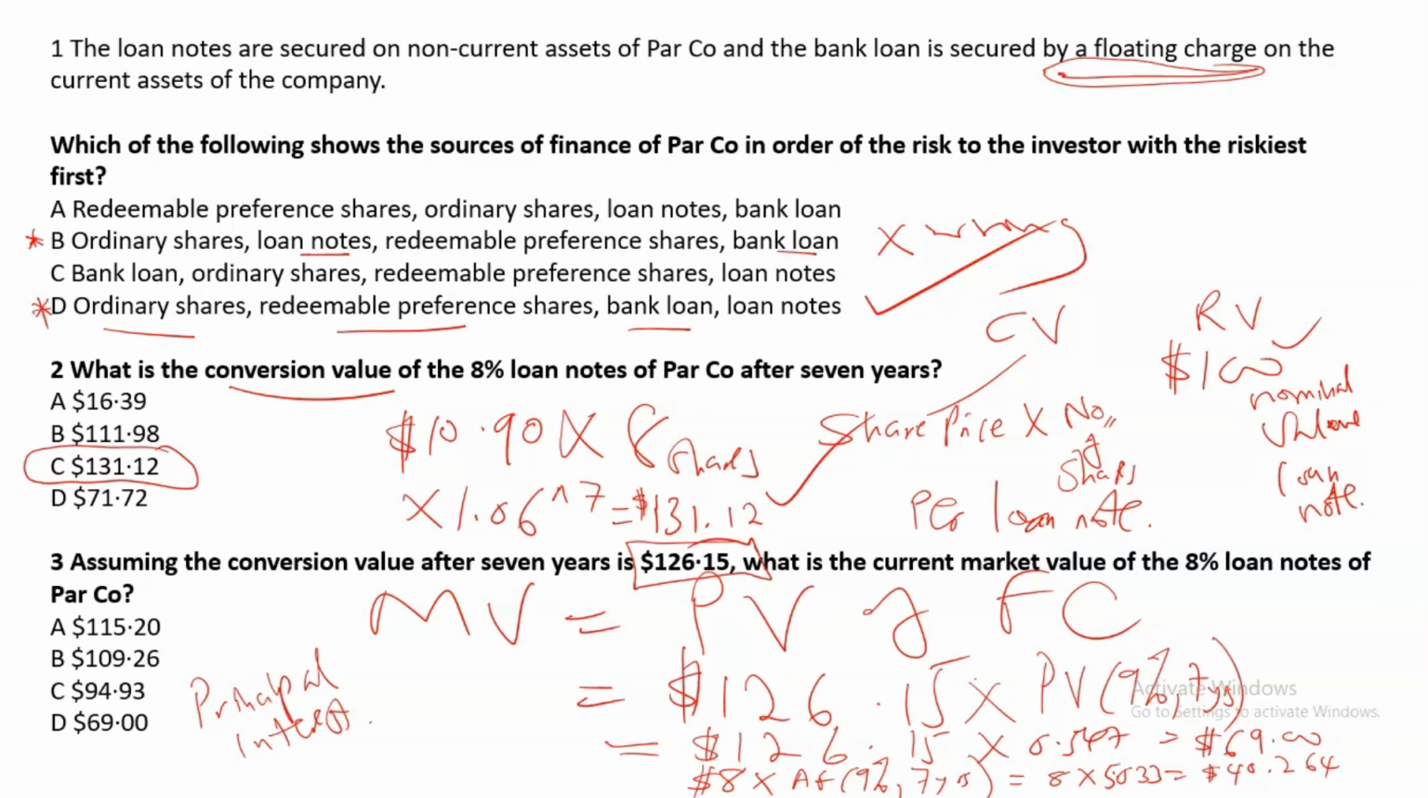So let us then get the total of these two figures, 69 plus 40.264. We will get 109.26 to two decimal places. So you can see that it's very easy to get these figures. You just need to know what is going on, because if you do not know what is going on, you are highly likely going to fail.